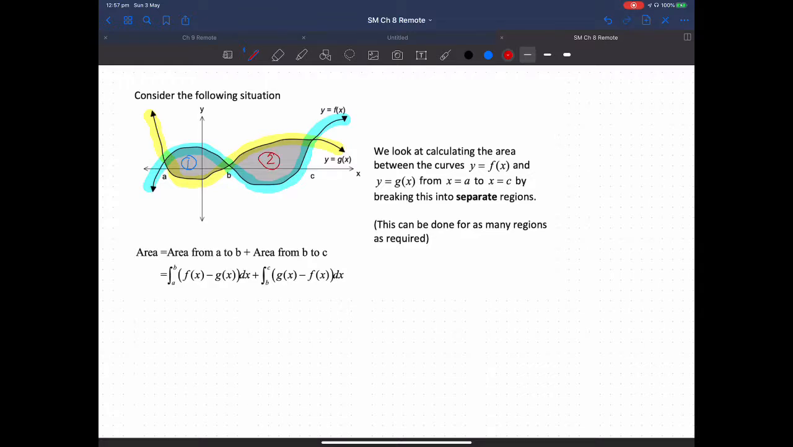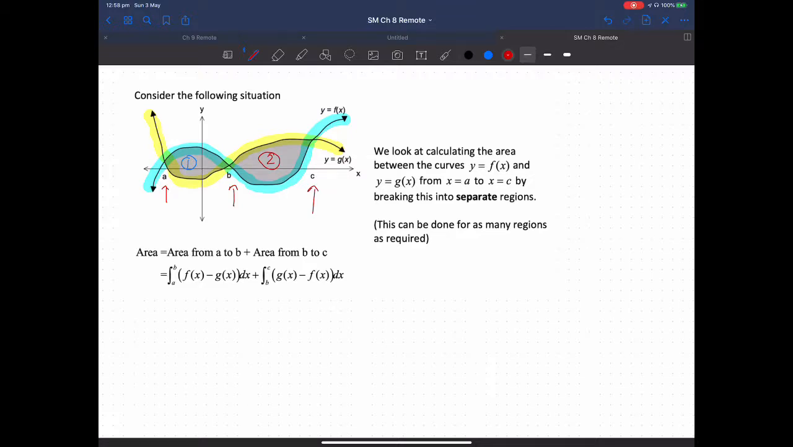If we were going to work this out, we're working out the area between those two curves in this instance. The first thing we would want to do is find the value of A, the value of B, and the value of C. If you're not given those, that is where the two curves equal each other. Let's assume we know those values. The first one then is going to be an integral from A to B.